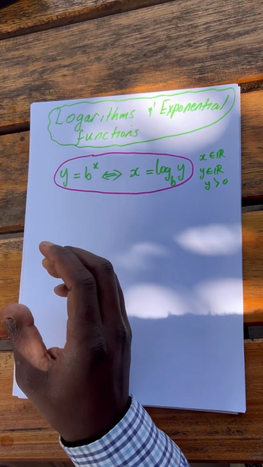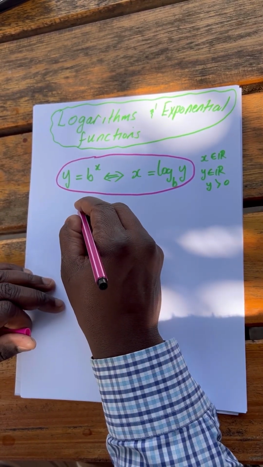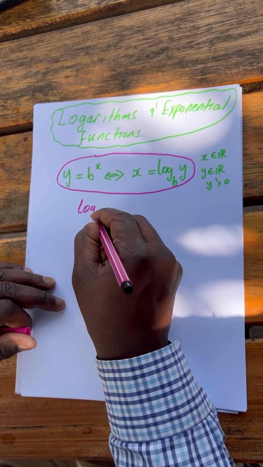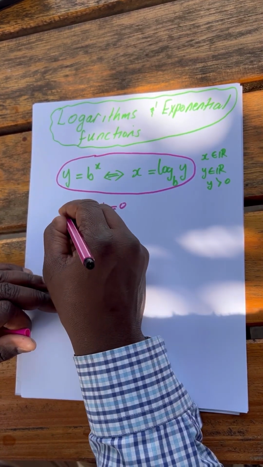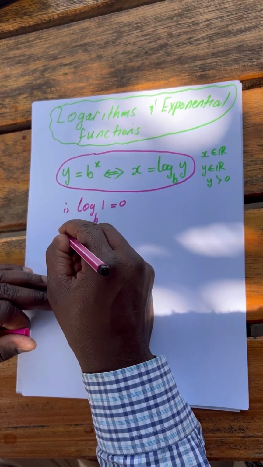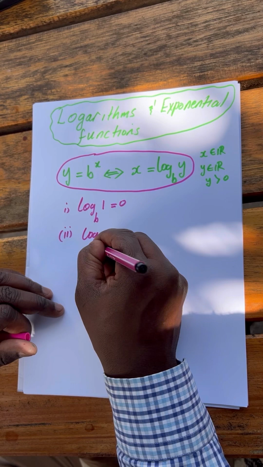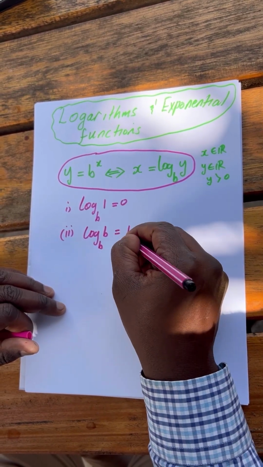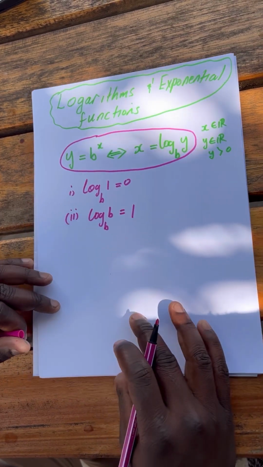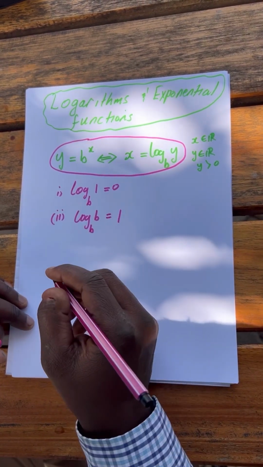Some other useful laws which we are going to look at in solving equations: log of any base 1 gives 0. That is the first one. The second one is that log base b of b, if the base is the same as the number, equals 1. We're also going to use this in our expansion when solving equations.